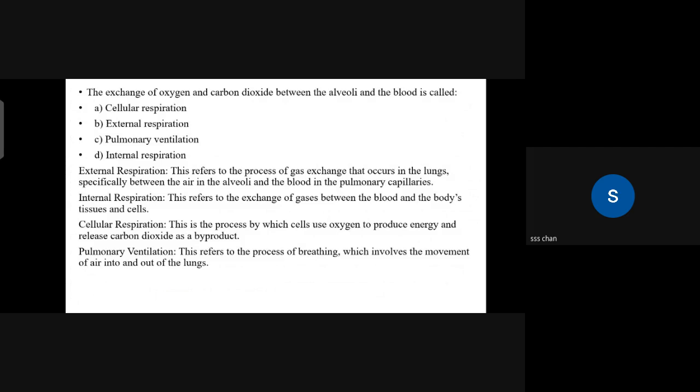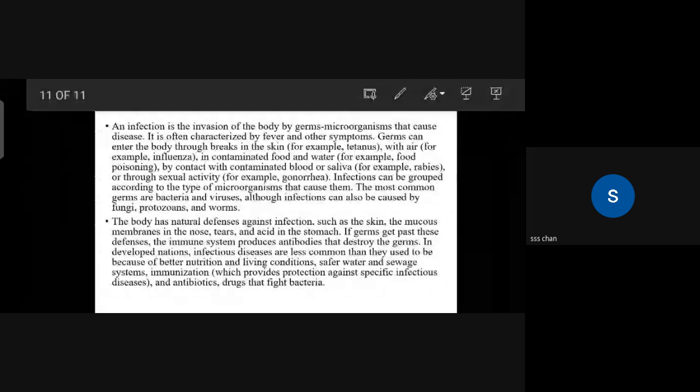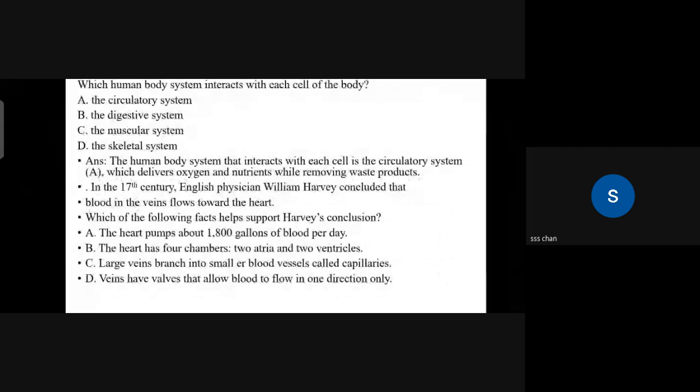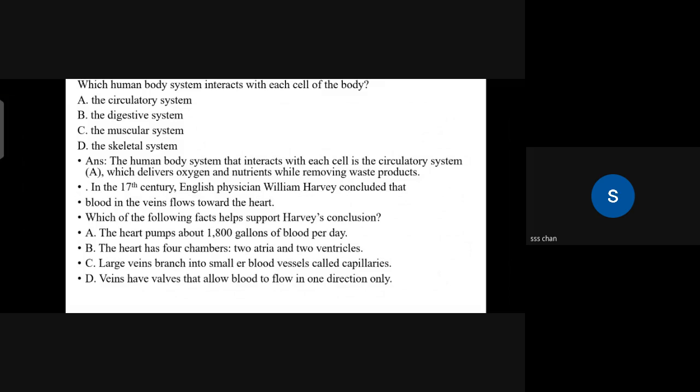Now let's look at the next question, which says, exchange of oxygen and carbon dioxide between the alveoli and the blood is called dash.